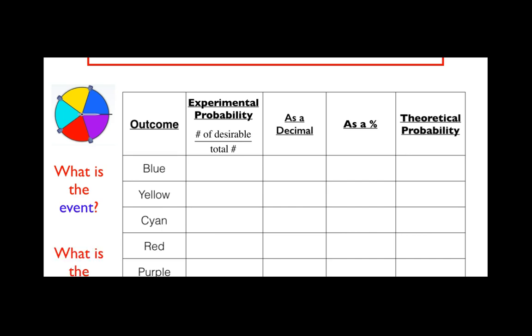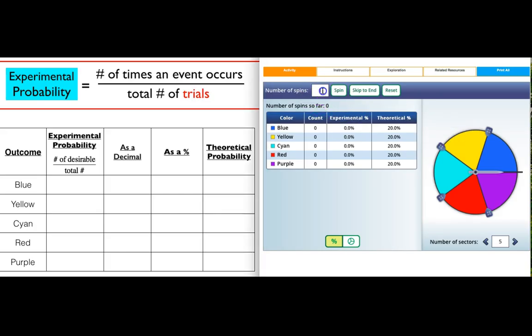And what is the sample space? Well, we have different colors. We have yellow, blue, purple, red, and cyan. So we're going to go ahead and complete this chart here, just like the previous demos. So here we go. We're going to spin it 100 times and see what this gives us. I'm just going to skip to the end real quick, and here's what we ended up with. Okay, so let's fill this in.